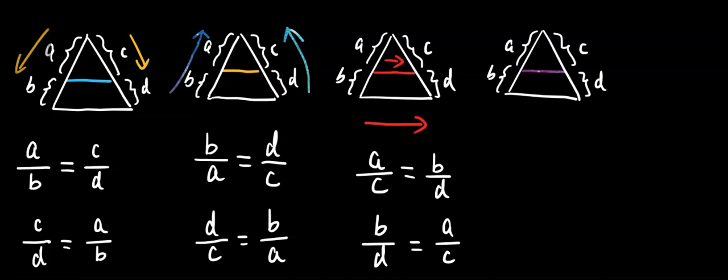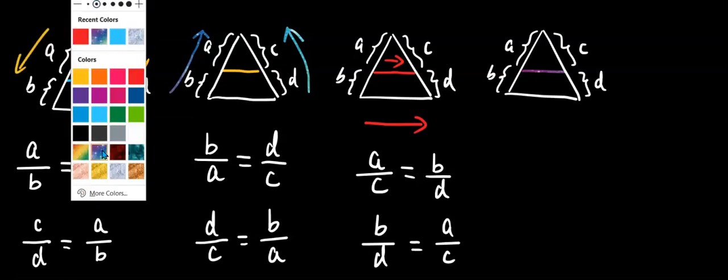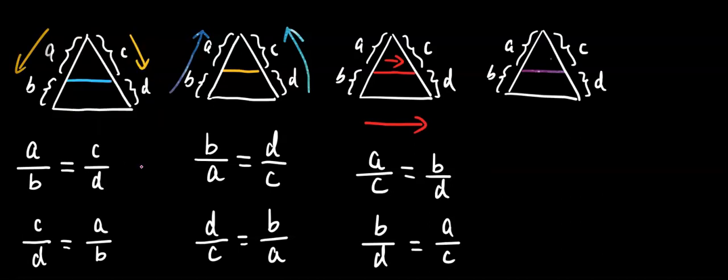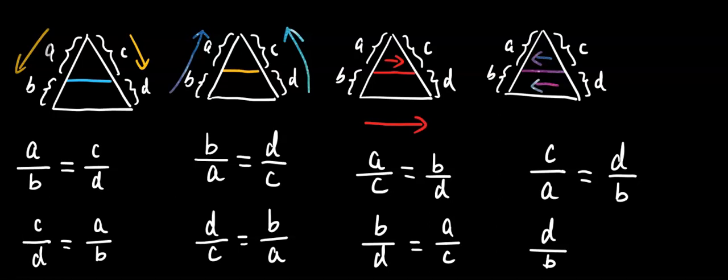We're almost done. The last one, we're going to go this direction, okay? Now, we're going to write the top first. We write C to A is right for the bottom, right? D to B. Last one, we're going to switch left and right. D to B is C to A.